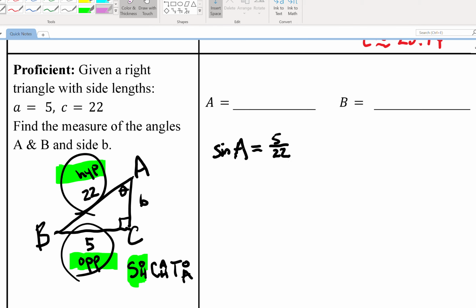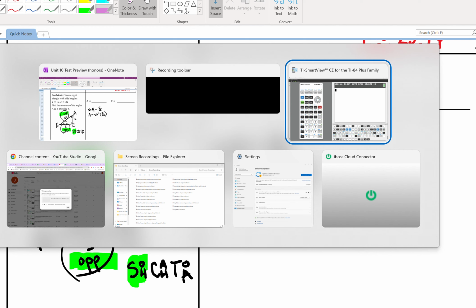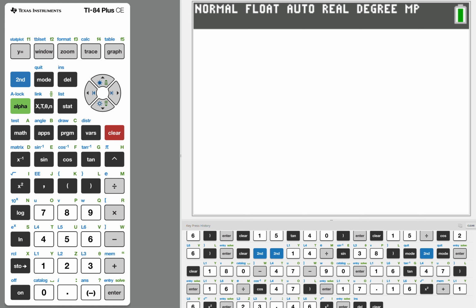And then, in order to solve for A, I'm going to use the inverse sine. A then is equal to the inverse sine of 5 over 22. And I go to my calculator to get that angle. Okay, let's see here. You do need to make sure that your calculator is set to degrees. Mine is. You can watch some of my other videos to figure out how to change to degrees if you've got it in radians. Make sure you ask your teacher.